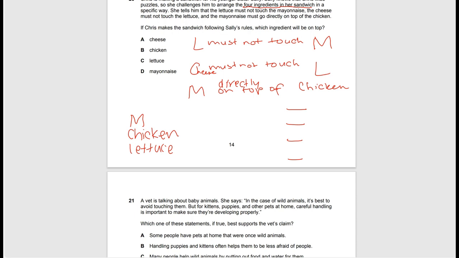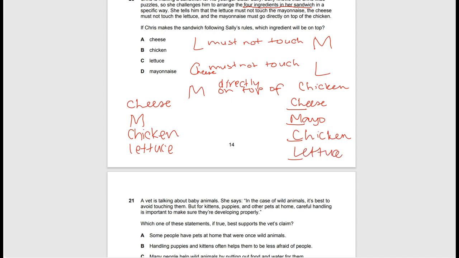And what is our final one? Our cheese must not touch the lettuce. So our cheese can't go here because it would touch, but it can go at the top. So that means we have cheese on the top, we have mayo in the middle there with chicken, followed by lettuce.